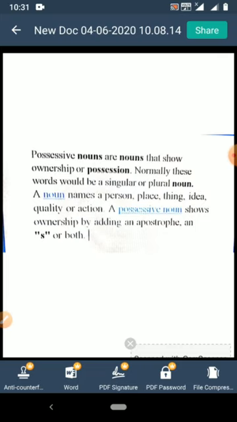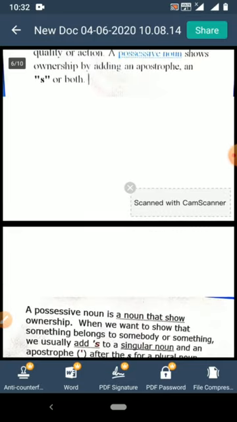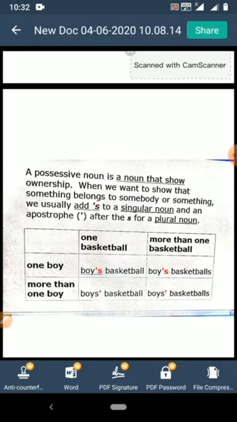Now, possessive nouns are nouns that show ownership or possession. Normally, these words would be singular or plural nouns. A noun names a person, place, thing, idea, quality, or action. A possessive noun shows ownership by adding an apostrophe and S, or both. A possessive noun is a noun that shows ownership. When we want to show that something belongs to somebody or something, we usually add apostrophe S to a singular noun and an apostrophe after the S for a plural noun.